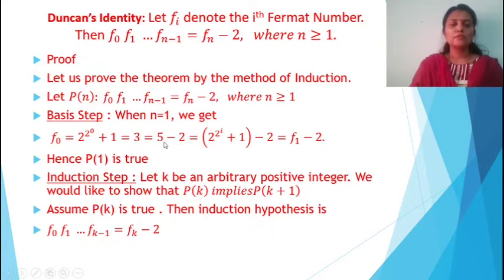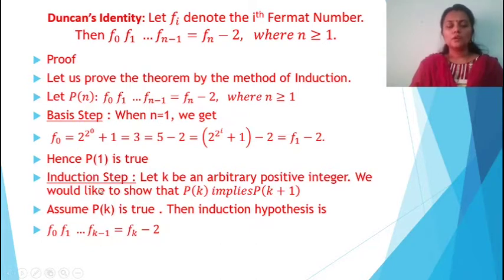5 is F1, 2 raised to 2 raised to 1, plus 1, minus 2, which is equal to F1 minus 2. Hence, P of 1 is true.